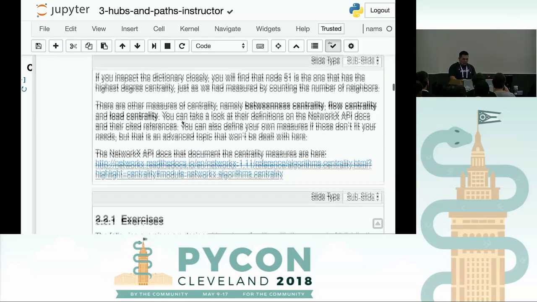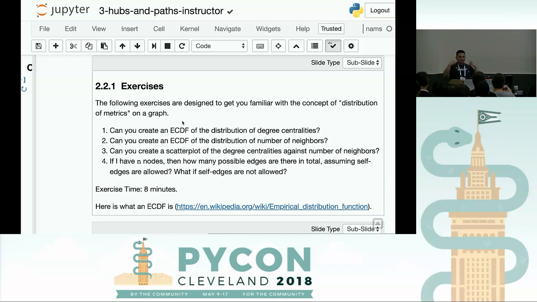So what I would like you to try is to attempt the next few exercises in which we're going to visualize the distribution of degree centrality and the distribution of number of neighbors, and plot degree centrality against the number of neighbors. For you guys, it seems pretty obvious that that scatter plot should be a straight line. So as long as you get the first two done, the ECDF, which is a way of visualizing the distribution of stuff, I'm fine.